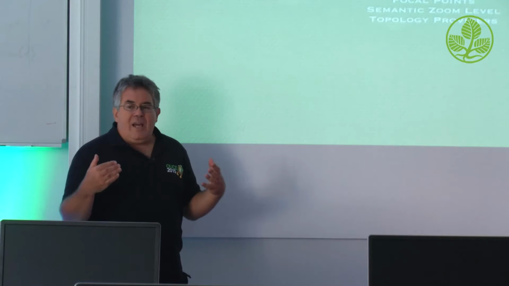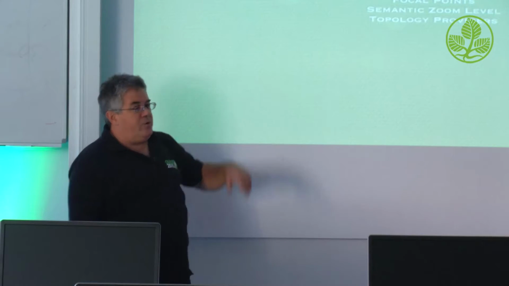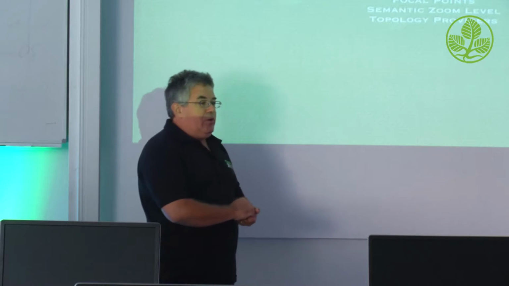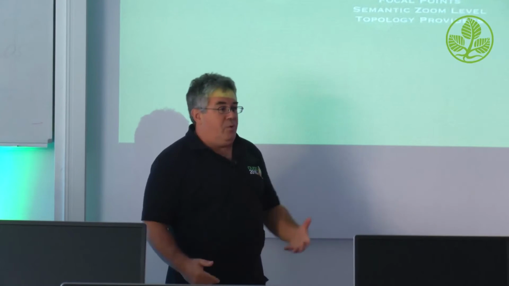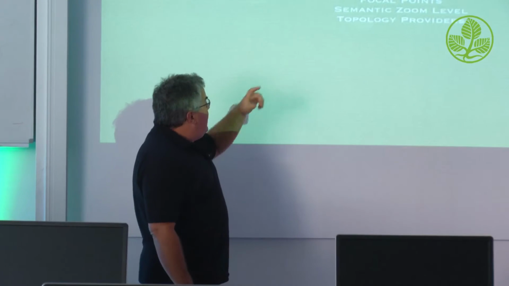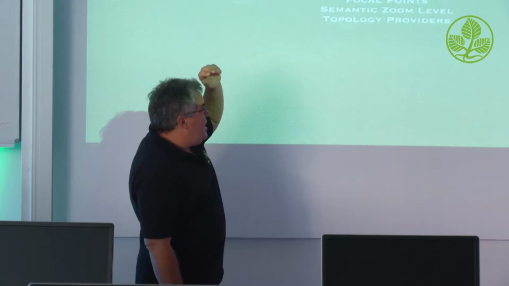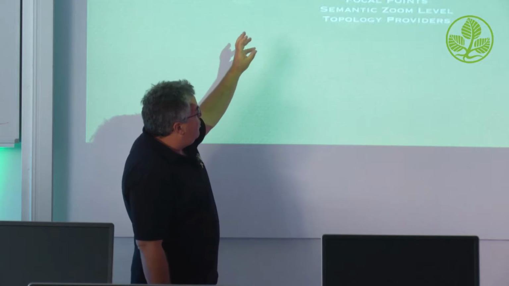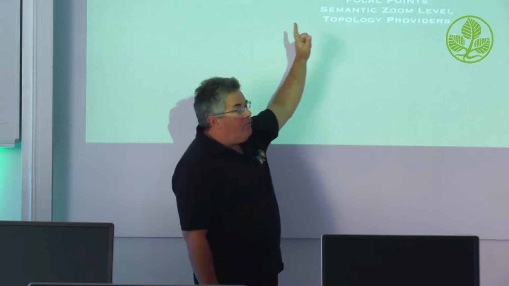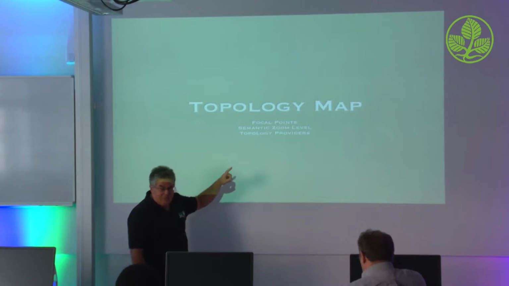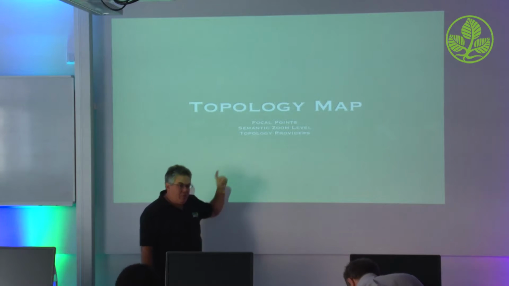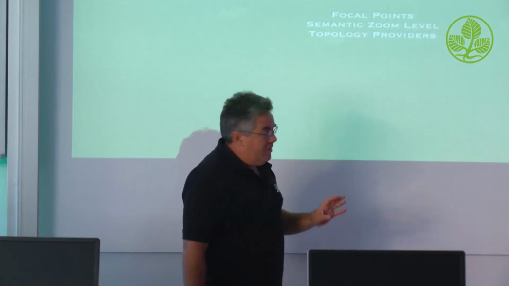We spent a lot of time designing this topology map, because we had all this in mind. We had the classical graph theory in mind, and we knew that this was important. I want to stress only three points. First of all, focal points. Then a semantic zoom level, that is not really a semantic zoom level. And then topology providers. I will try to explain why.